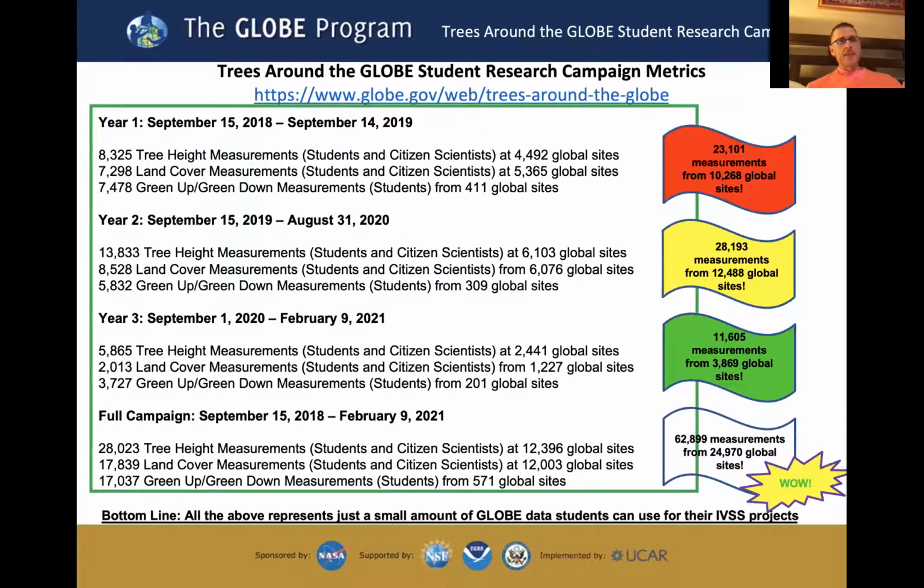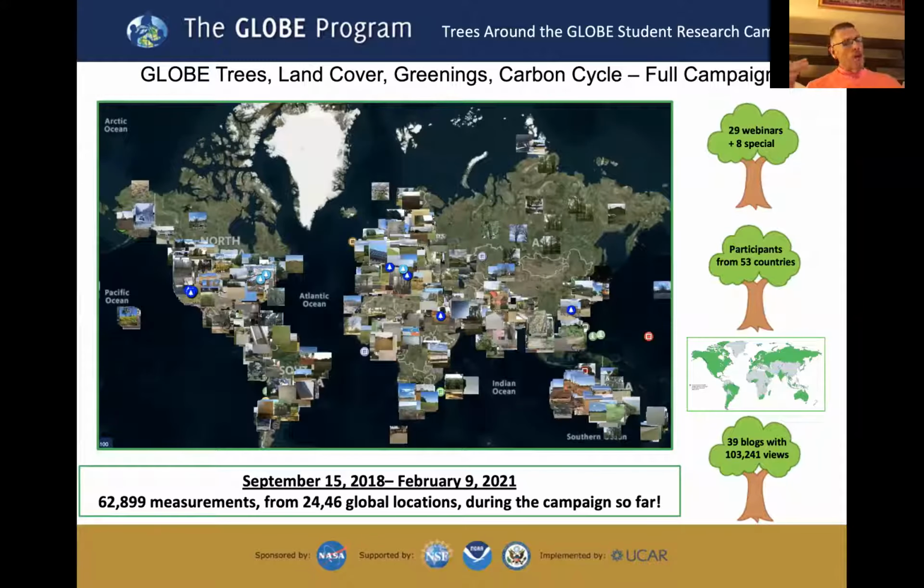So basically what that means is we have almost 63,000 measurements that were taken during the time of the campaign so far. And as you know, not all these observations are coming directly from campaign members, but we showcase this because a lot of them are, and because this is awesome data for students to use in their research projects.